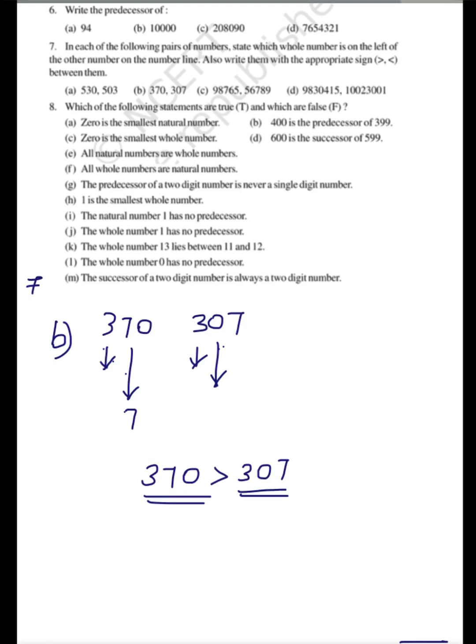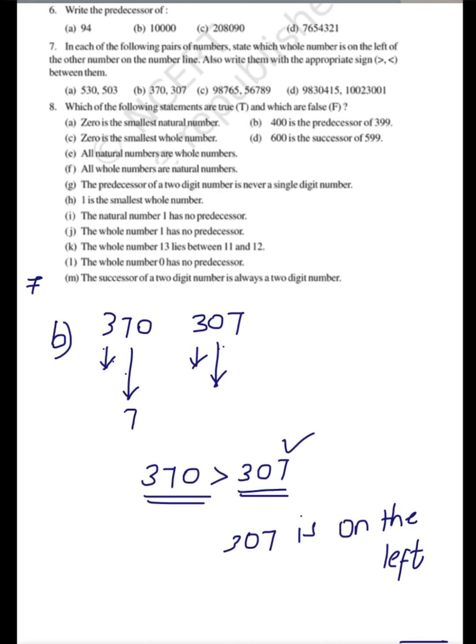Now there is one more question. State which whole number is on the left of the other number on the number line. Okay, on the number line I have told you that the smaller number will be on the left. That means among these, which is smaller? This is smaller. So you can tell that 307 is on the left. Okay, 307 appears on the left on the number line.